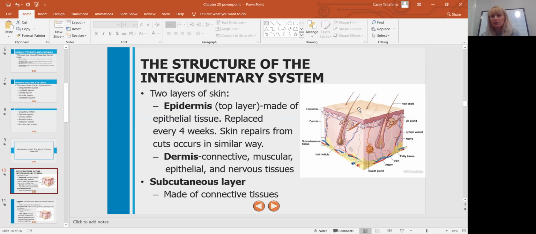And it is made solely of epithelial tissue, and it's replaced every 4 weeks. So as you look at your skin in 4 weeks, it's going to be new skin. It's going to look the same basically, but it's going to be new skin. And so once a month you're getting new skin, which is why as you get out of the shower and you dry off, or especially in the winter, we get what feels like drier skin.